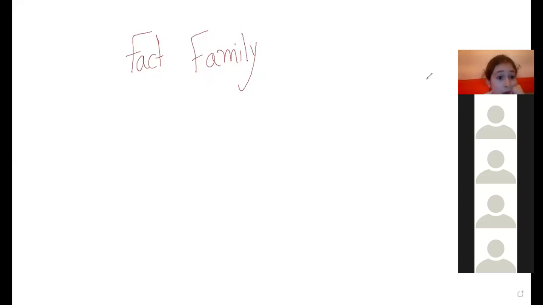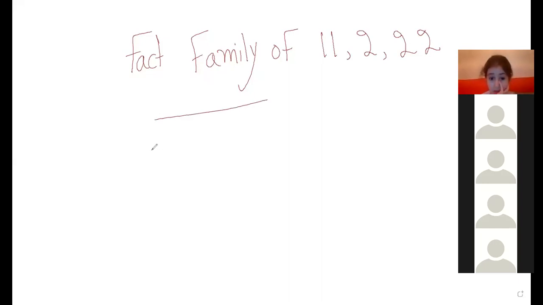Let's find the fact family of 11, 2 and 22. Did you remember how to write the fact family? Yes. You have to do four equations. Two multiplication equations and two division equations. Bravo, excellent. Exactly. Teacher, these two numbers are not in the book. I know, it's an example.